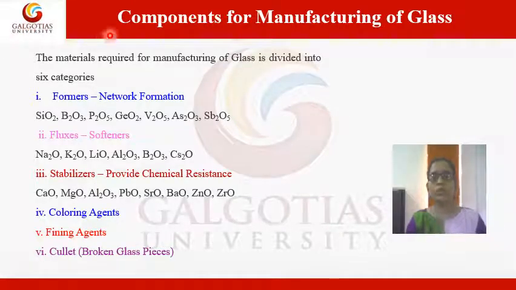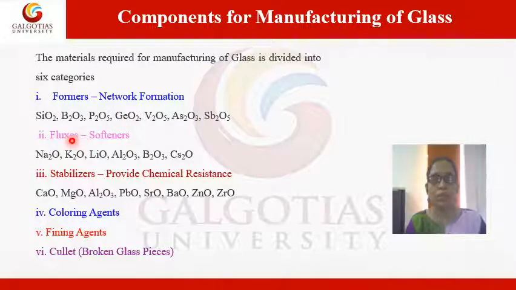Let us discuss the components for manufacturing of glass. What are the raw materials required for manufacturing glass, that we discuss in this slide. There are different components required for manufacturing glass. First one is formers. These are the starting raw materials required for the production of glass: silicon oxide, boron trioxide, phosphorus pentoxide, gallium oxide, vanadium pentoxide, arsenic oxide and strontium oxide. These formers will form a network, and during the melting process these raw materials will be melted.